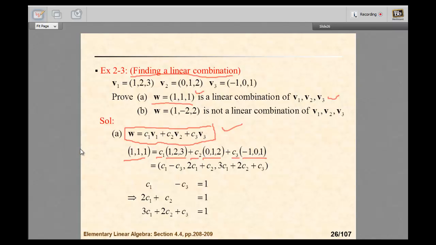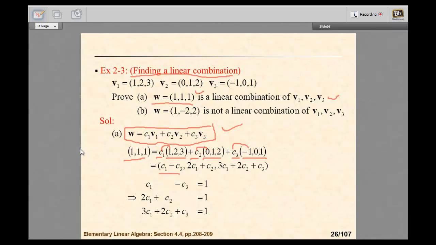This is, I write C1 V1, C2 V2, C3 V3. Now open the bracket. So I write C1 multiplied by, C1 plus C2 into 0 plus C3 into minus 1. So I write C1 minus C3 here, just adding all of them.